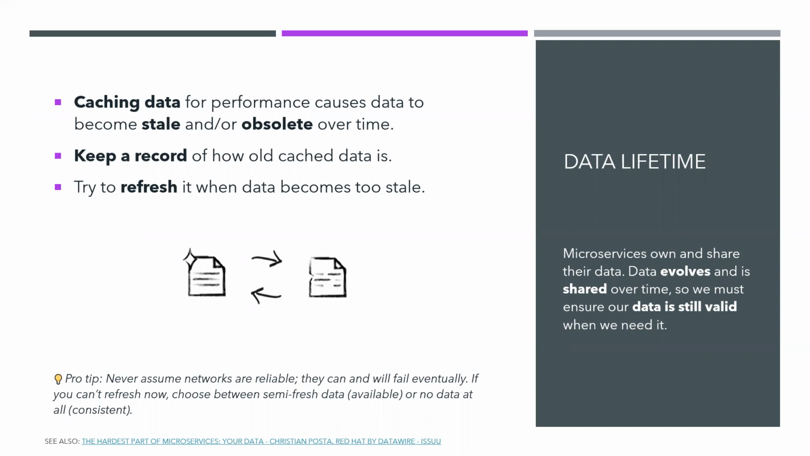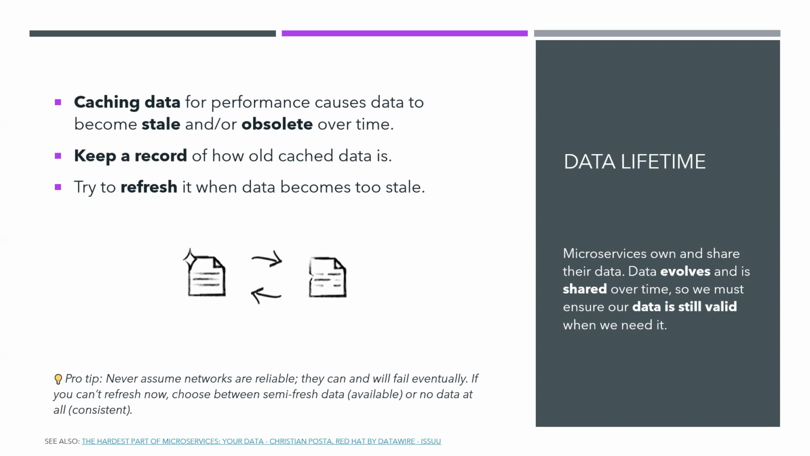And now, and this I actually highlight here as a pro tip, we cannot assume that every time we want to refresh information, it will be there for us. Life happens, stuff goes down, and networks are never reliable. So if something can fail, it will eventually do so. So it may so happen that you might not be able to refresh that information. And then you have a choice. You can run with the risk of using potentially stale or obsolete information, but keep providing your services, remaining available for the users.